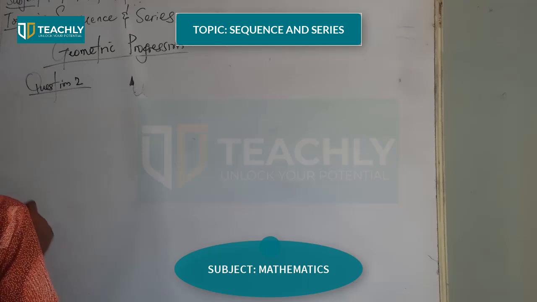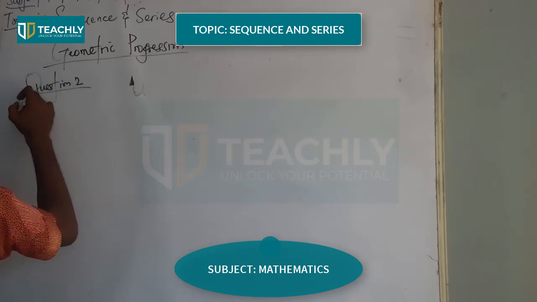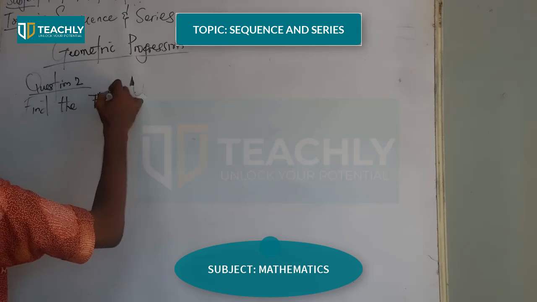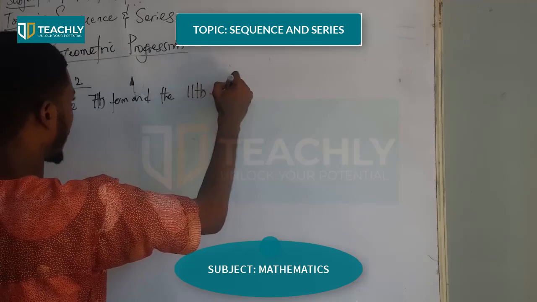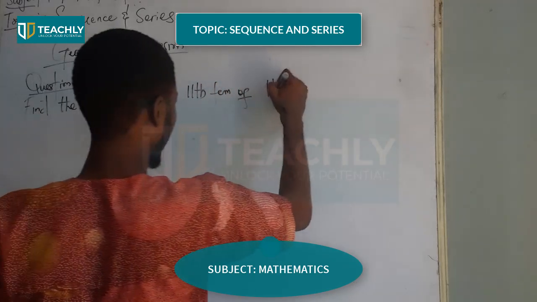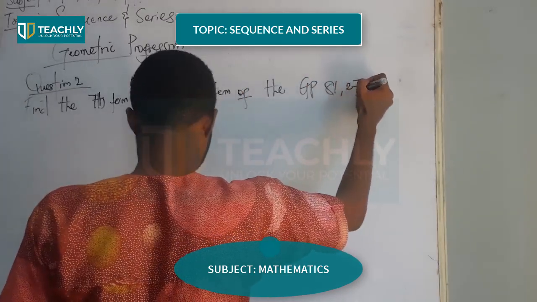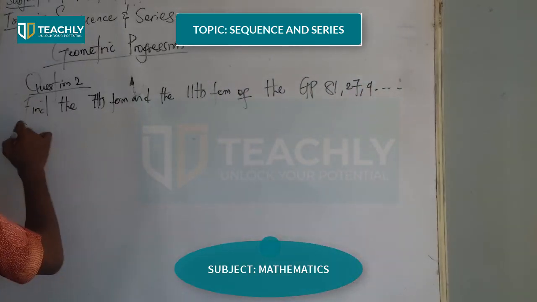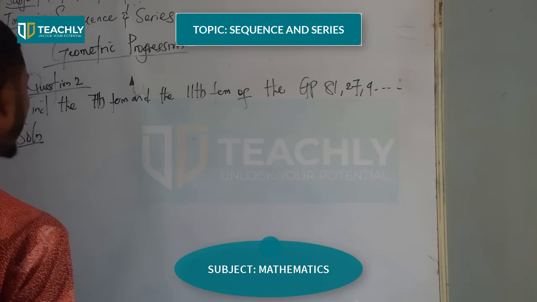In this question, we're told to find the 7th term and 11th term of the GP 81, 27, 9, and so on. So the question says, find the 7th term and the 11th term of the GP 81, 27, 9. So how do we approach this solution? The 7th term and this 11th term.